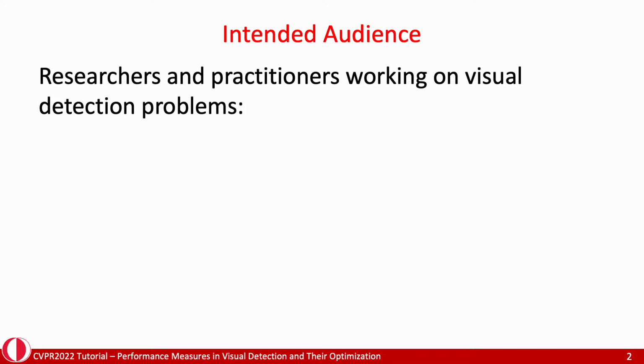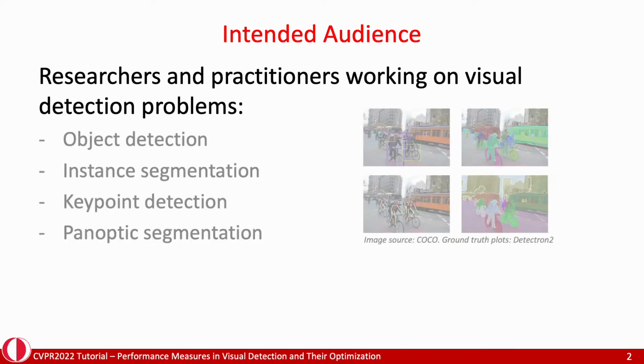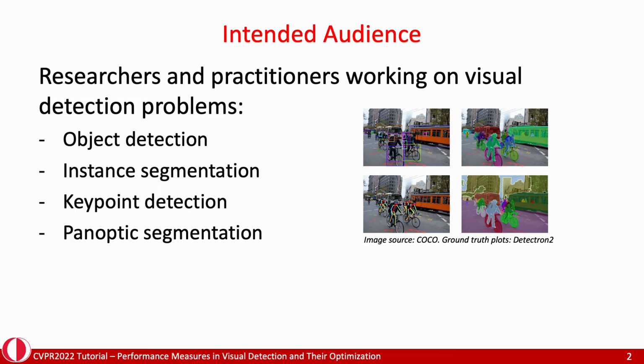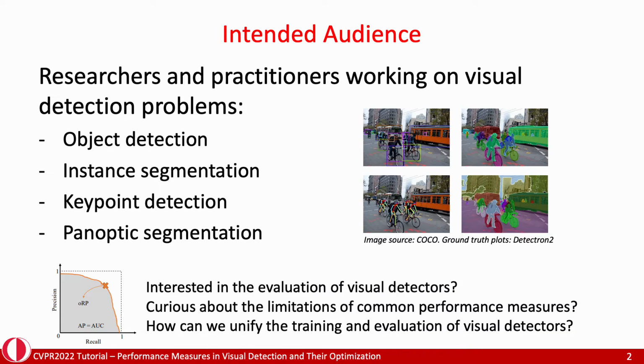Our tutorial is intended for researchers and practitioners who are working on visual detection problems. By visual detection, we particularly mean the following four problems: object detection, instance segmentation, key point detection, and panoptic segmentation. This tutorial is especially for you if you are particularly interested in the evaluation of visual detectors or curious about the limitations of commonly used performance measures, or if you have been thinking about how we can unify the training and evaluation of visual detectors.